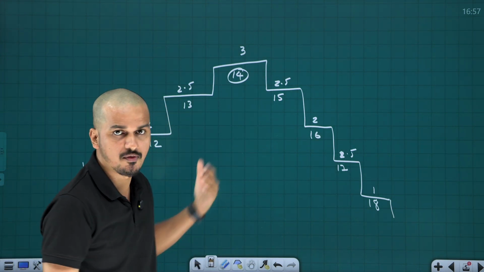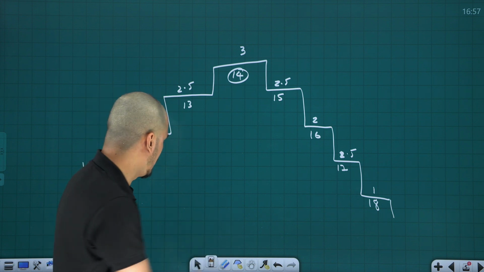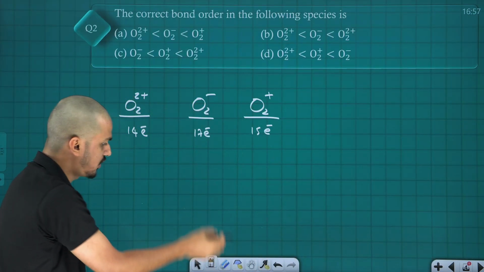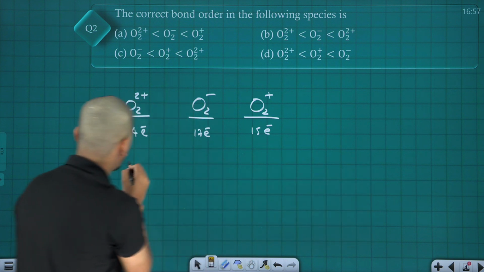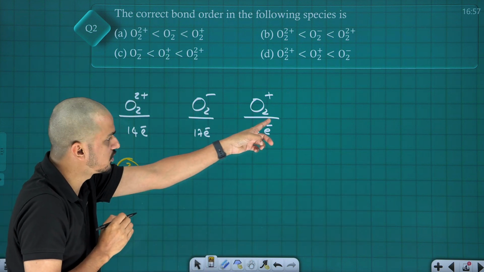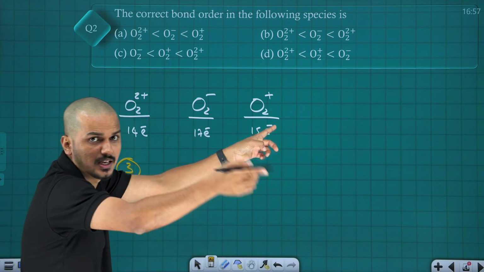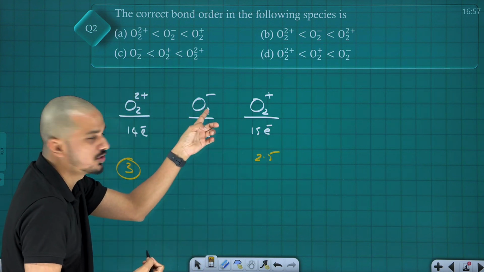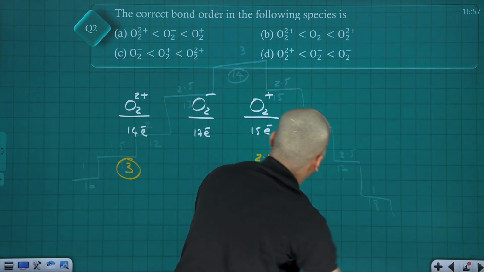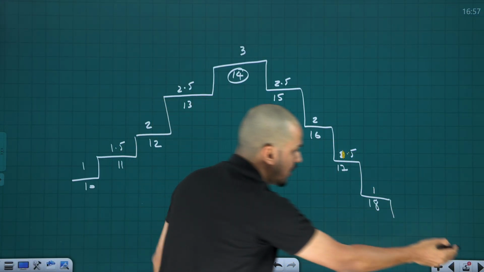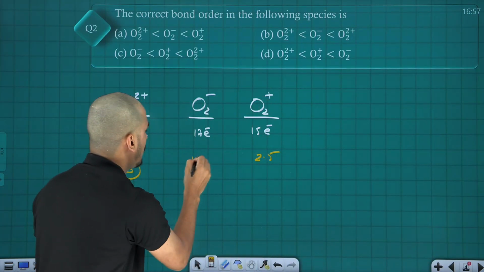So now in our question, what they are telling. In the case of O2 2 plus, 14 electrons are there. So bond order is 3. In the case of O2 plus, 15 electrons are there, 1 electron extra, that means its bond order is 2.5. And in the case of O2 minus, 17 electrons are there. If it is 17 electrons, bond order is 1.5.